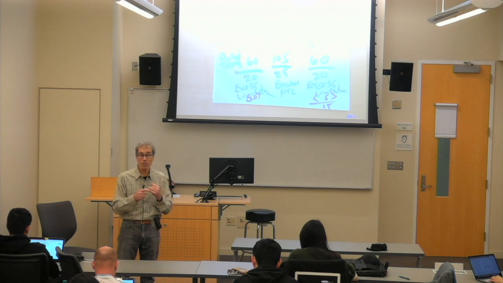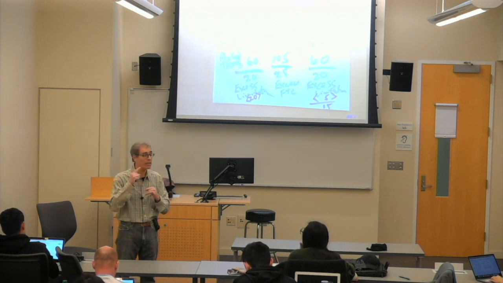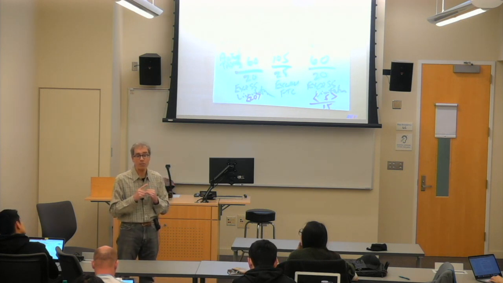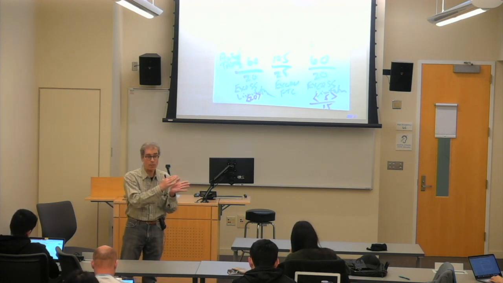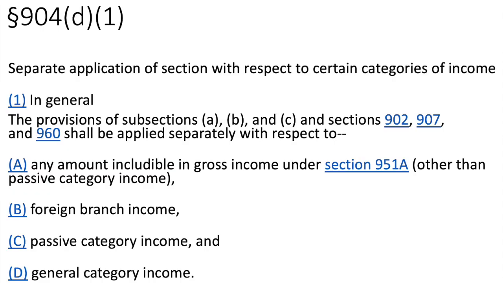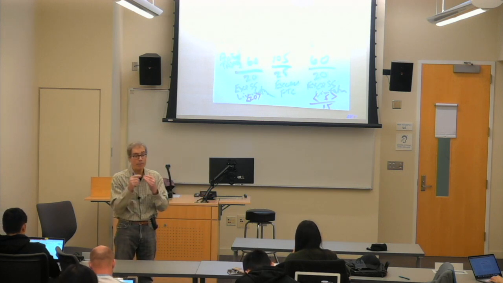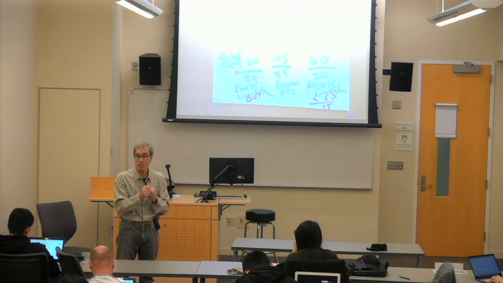One of the rules on carry back and carry over is that there is no carry back or carry over for any foreign tax credits within the GILTI basket. The other three baskets, you'll recall, are passive income, foreign branch income, and all other. You can have a carry back and carry over for those three. But anything that is categorized as GILTI, no carry back, no carry over.